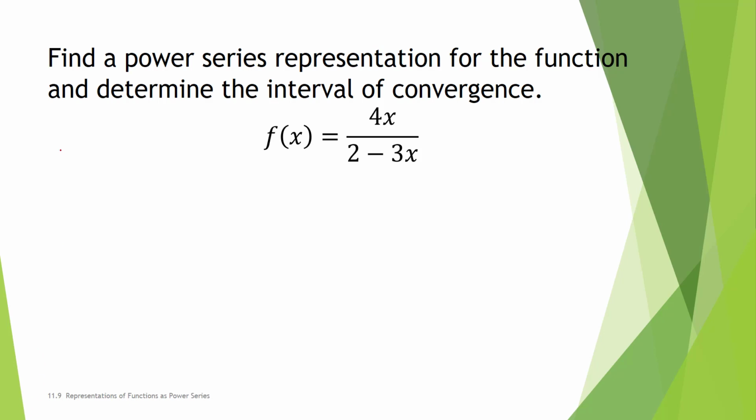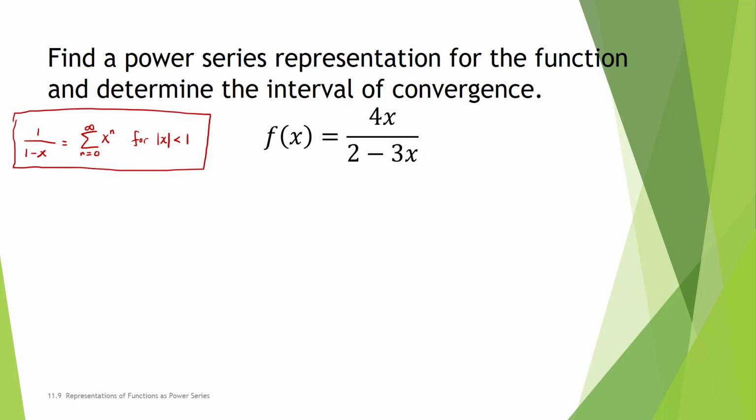The basis for everything in this section is to know that 1 divided by 1 minus x is equal to the sum from n equals 0 to infinity of x to the n power for all x values that have an absolute value less than 1. This is really just the geometric series that we studied all the way back in section 11.2.